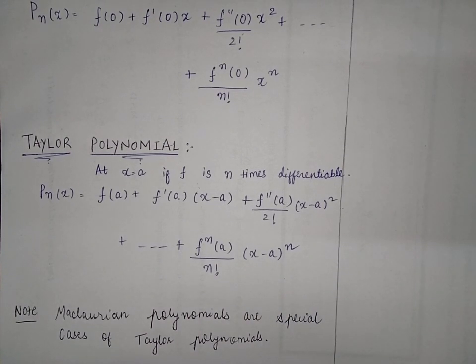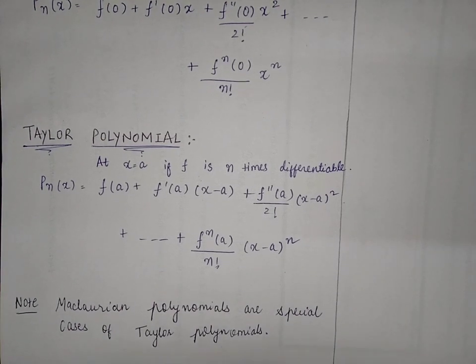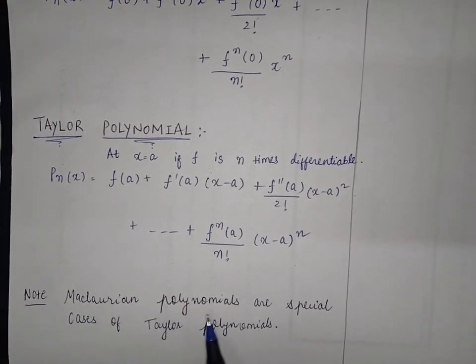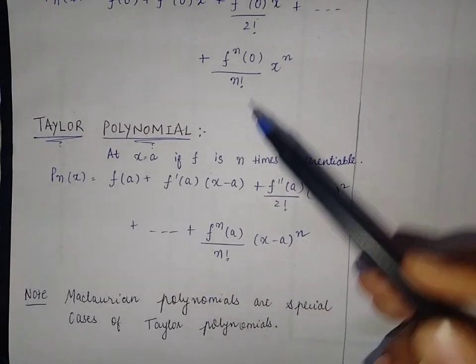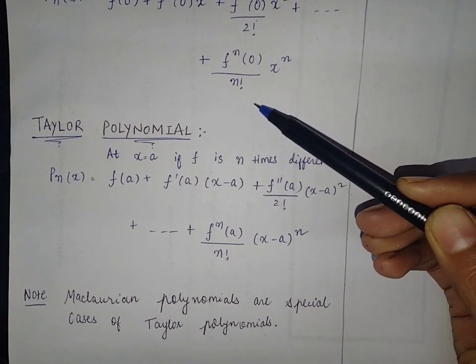Okay. And here it is necessary to note that Maclaurin polynomials are special cases of Taylor polynomials. Because Maclaurin polynomial is derived from the Taylor polynomial.